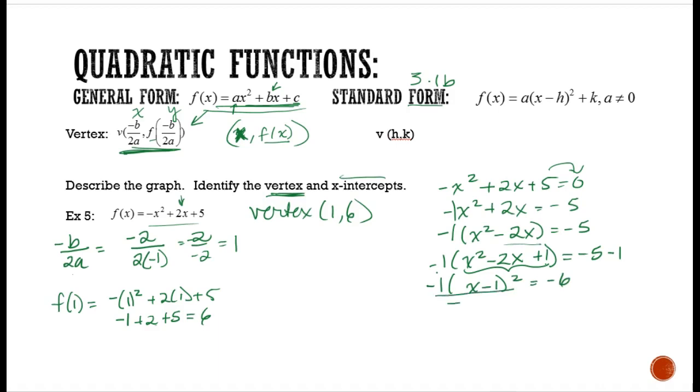Now I need to divide through by the -1. So I have x minus 1 squared equals 6. Now we're back to what we've done before. We take the square root of both sides. So I have x minus 1 equals positive or negative square root of 6. Add 1. So x is equal to 1 plus or minus the square root of 6.